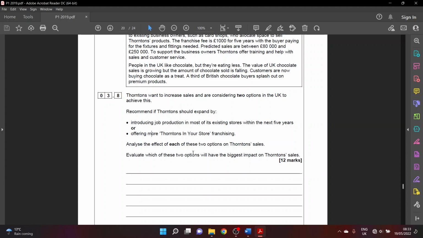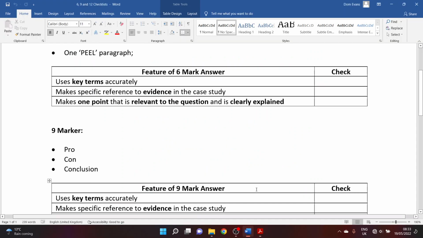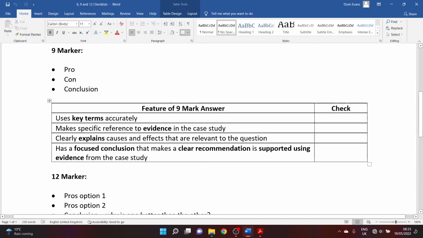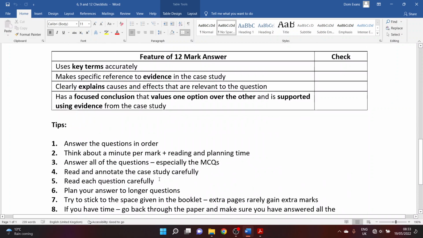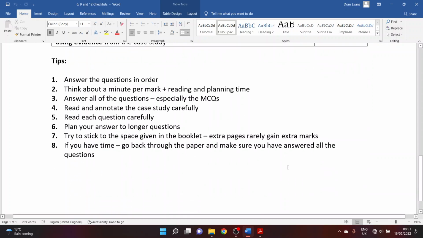So in a 12-mark question, what do you need to do? Again, you use evidence, you explain causes and effects, you have a focused conclusion. It values one option over the other and is supported using evidence from the case study. In other words, in the 12-mark question, you say, I'm choosing this option because, but I'm not choosing this option because. So that's the main difference between the 9 and the 12. You mention both options in your conclusion. You say which one you're picking and why, and you say why you're discounting the other.